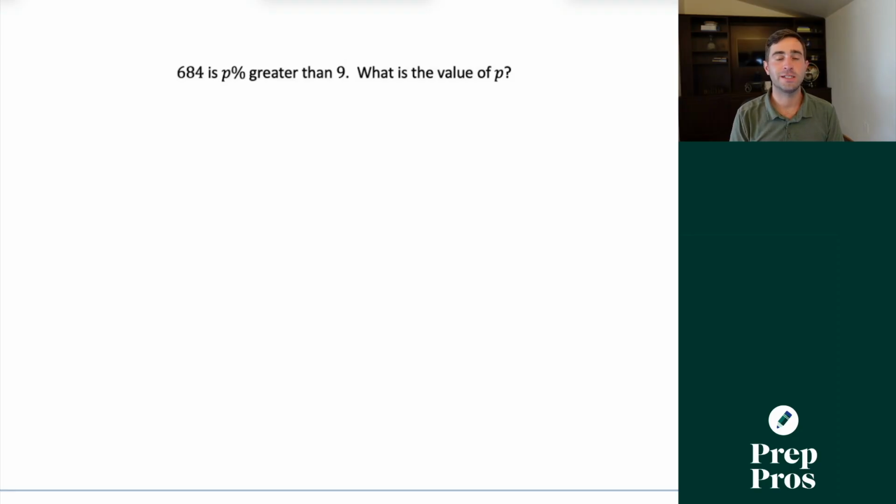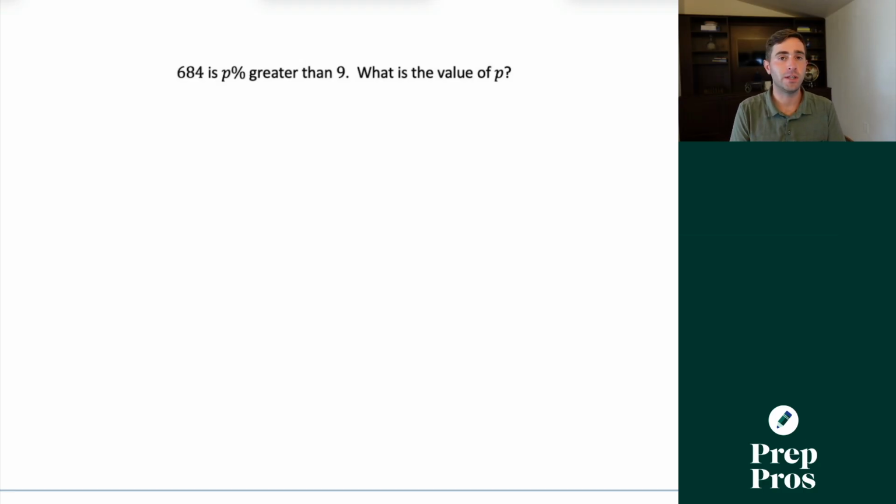Now, the first thing you're going to see are some form of advanced percentage questions. And what I really think you're going to see this test is something relating to percent increase or decrease. This is one of the most common places that I see a lot of students struggle. So here, if we see 684 is p percent greater than 9, what is the value of p?